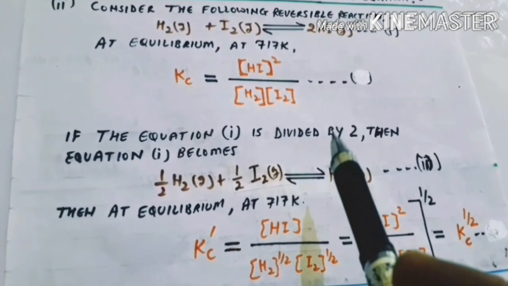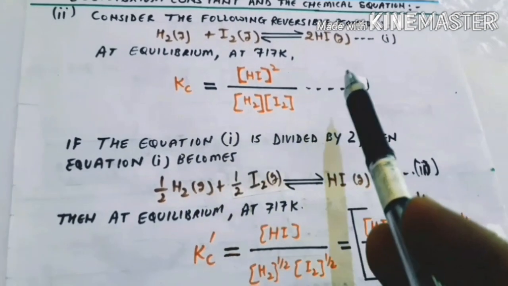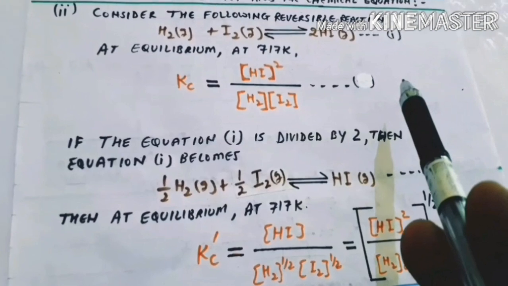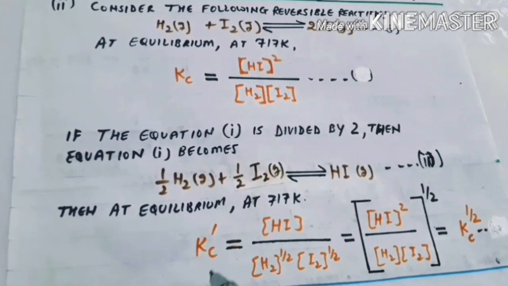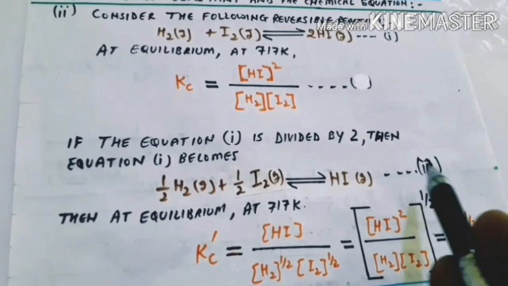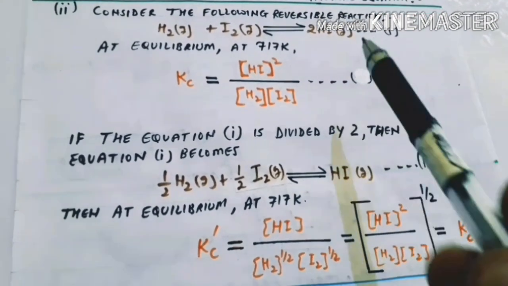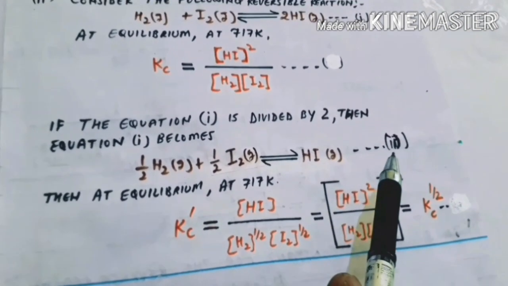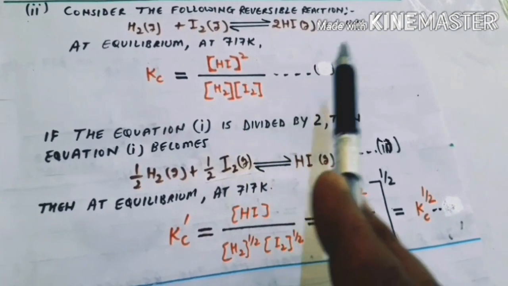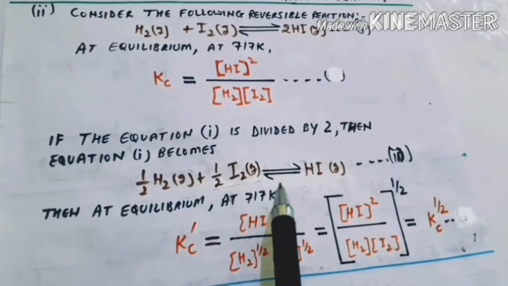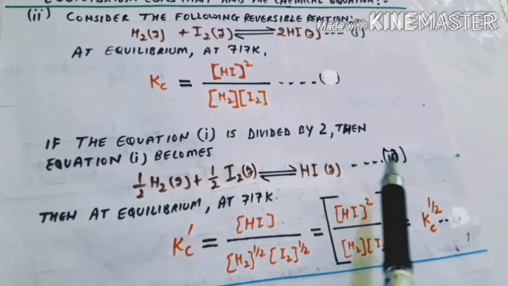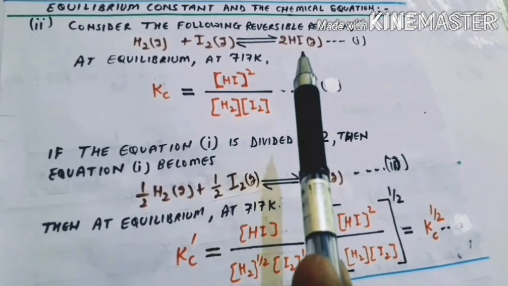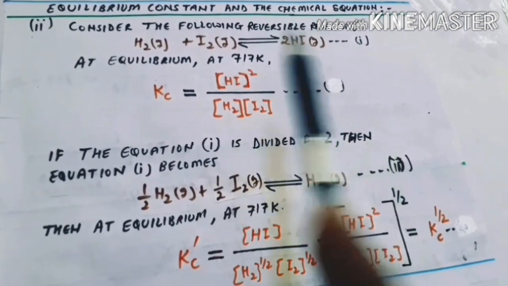So upon comparison between the equilibrium constant Kc with respect to the balanced chemical equation 1 of the reversible reaction for the forward reaction at a particular temperature, and the equilibrium constant Kc dash with respect to equation 2 for the forward reaction, when equation 1 is divided by 2, we get that the equilibrium constant Kc dash with respect to the balanced chemical equation 2, which is obtained by dividing the balanced chemical equation 1 by 2 at the same temperature, is equal to the square root of the equilibrium constant Kc for the forward reaction with respect to the balanced chemical equation 1 of the reversible reaction.